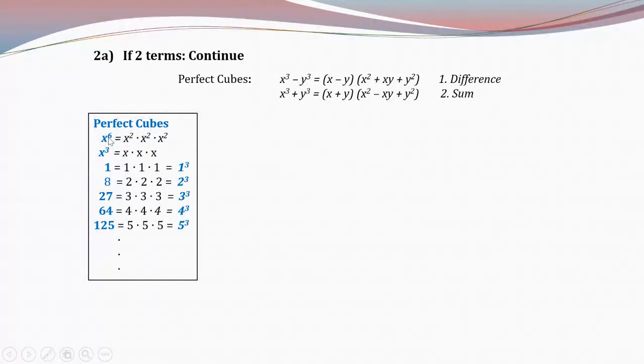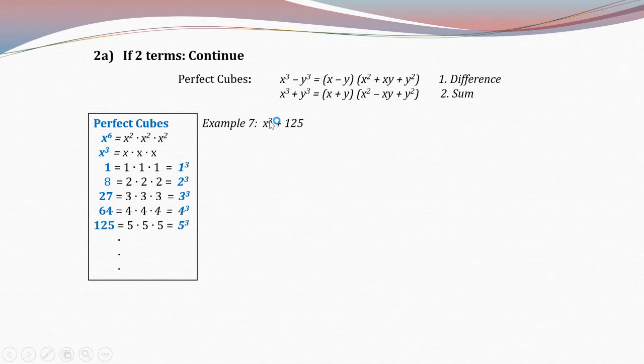These are perfect cubes. X to the 6. Why? Because x squared times x squared times x squared will give you x to the 6. X cubed is a perfect cube because x times x times x will give you x cubed. 1 is a perfect cube because 1 times 1 times 1 will give you 1 cubed. And what it means here, guys, by perfect cubes is one number multiplied by itself 3 times will give you 8, and the answer is 2. One number multiplied by itself 3 times will give you 27, the answer is 3. And so forth. Okay, now, example number 7. X to the third plus 125.